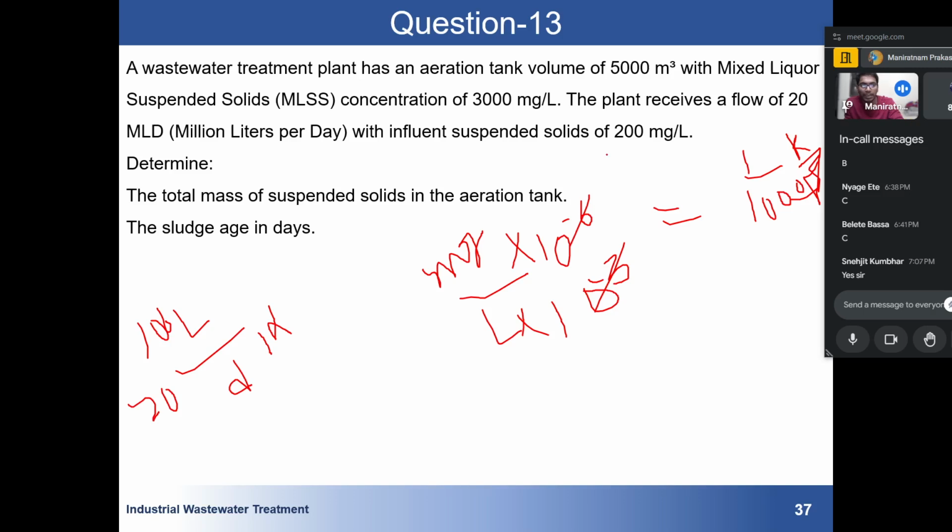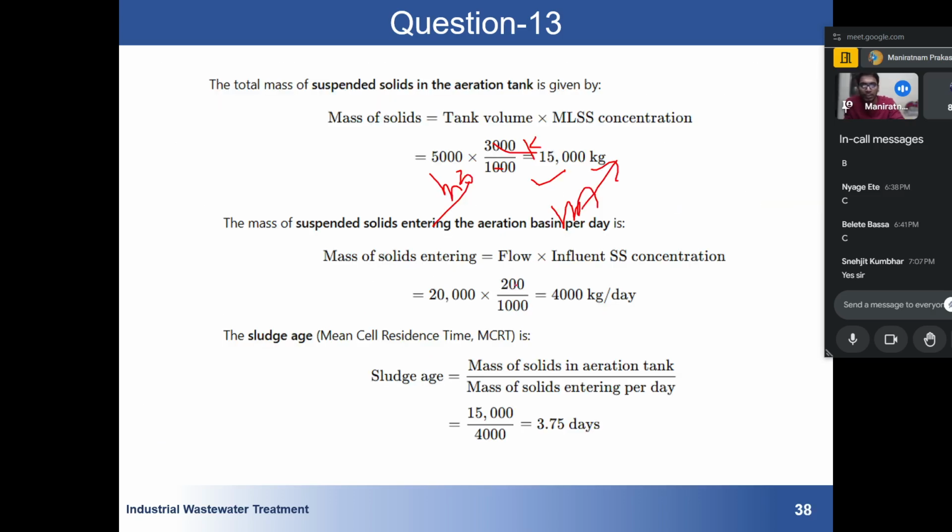20 milligram per liter, here we have to convert into kg, then it will be 200 into 10 to the power minus 6. This and this will get cancelled out, and here the unit was milligram per liter, and this liter will get cancelled out. Finally we will have 20 into 200. You can see that 20 into 200, that is 4000 kg per day.